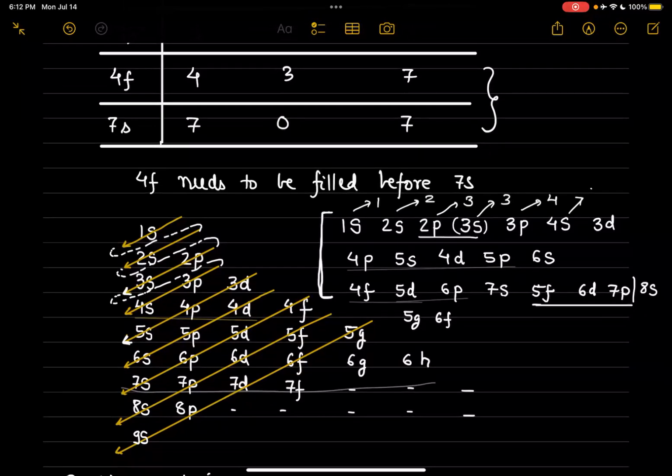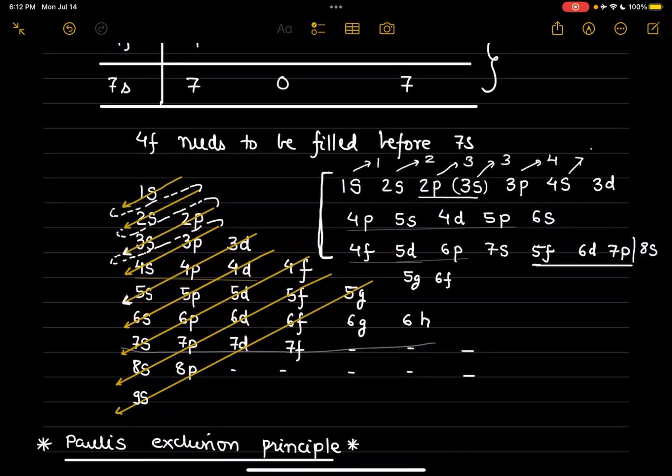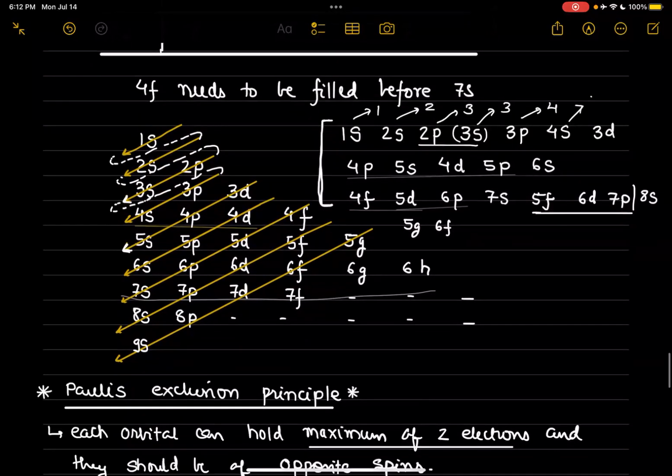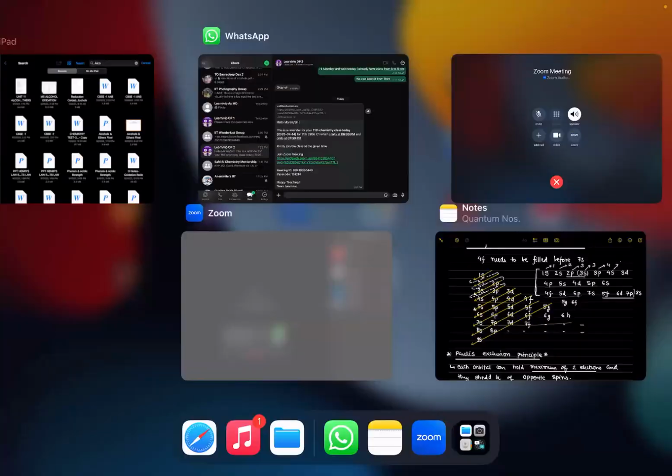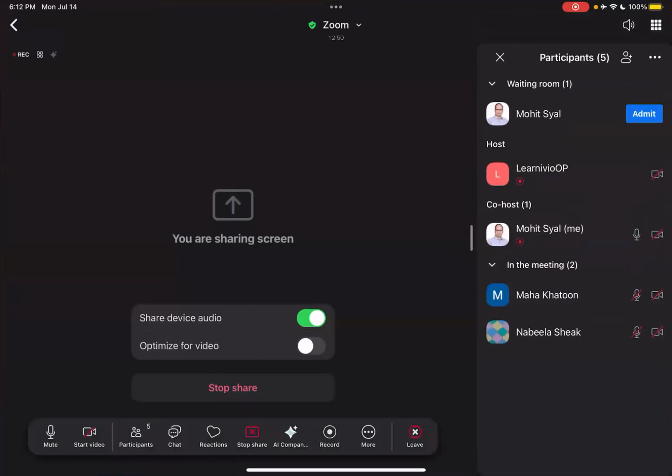So this is the N plus L rule that helps. Or there is one more way. You write these orbitals, subshells very symmetrically. 1s, then the second shell will have 2s and 2p, the third shell will have 3s, 3p, 3d, then 4s, 4p, 4d, 4f. But you have to draw them very neatly. Got it?